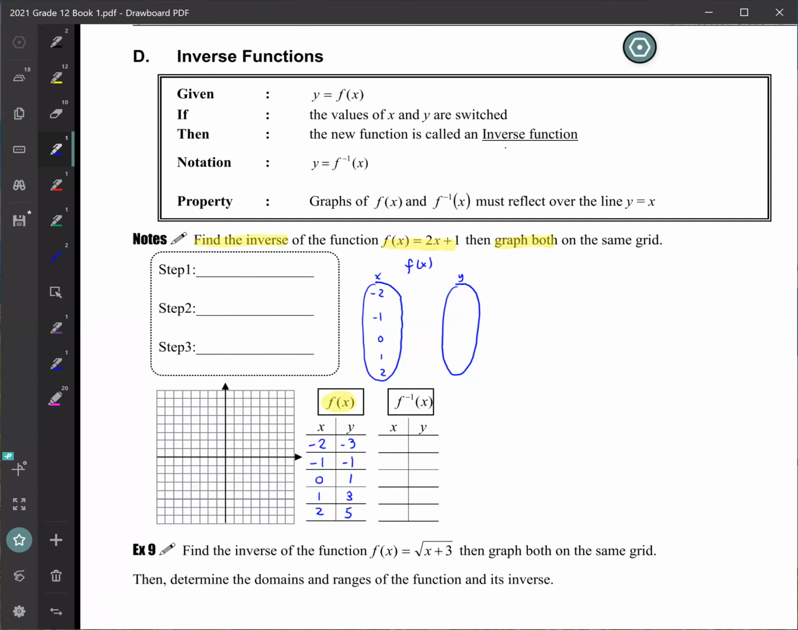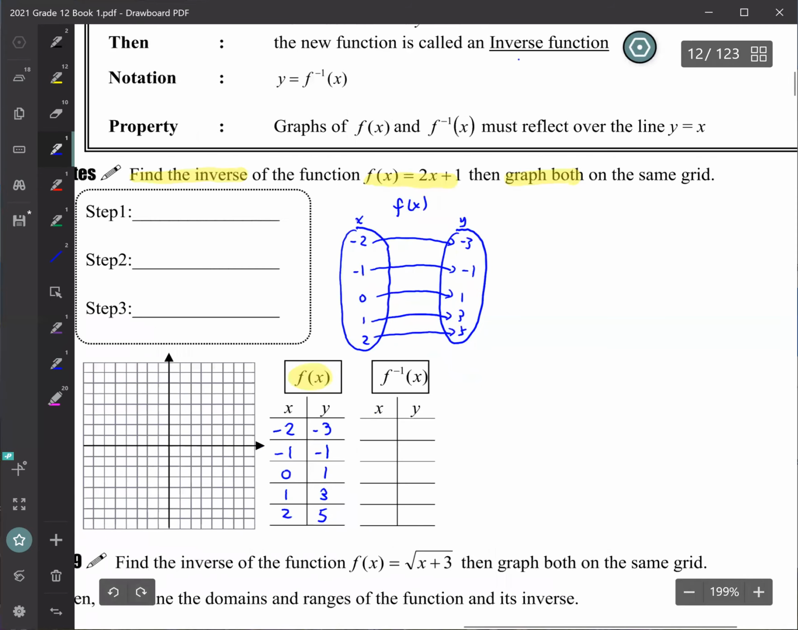We can also put this into an arrow diagram. I input the -2, I get -3. Input -1, I get -1. Input 0, I get 1. Then 3, 5. Okay, this is the mapping diagram. So f of x takes the x as input and gives you an output of y. You input the x, you output the y.